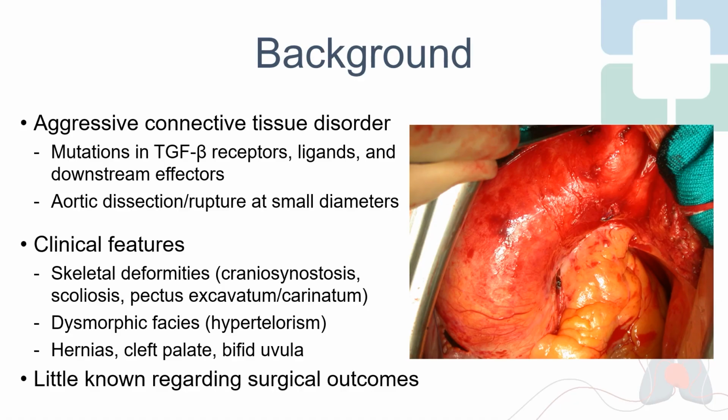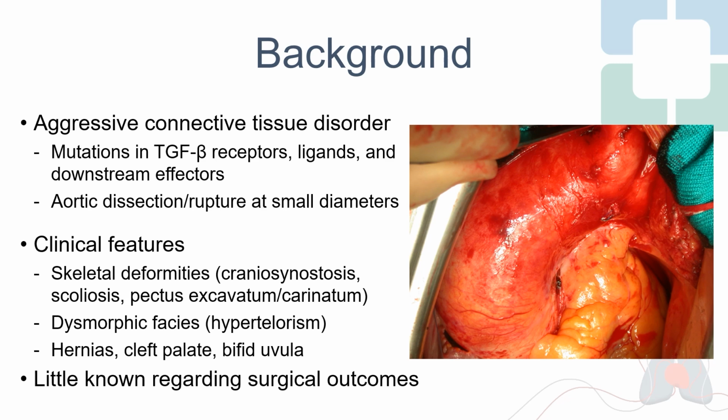Loeys-Dietz is a pretty aggressive connective tissue disorder and results from mutations in the DNA, and they develop aortic dissection or rupture at a smaller diameter than most people. They have some skeletal deformities, sort of a tall head, if you like. It's called craniosynostosis. They can have a crooked spine, scoliosis, and pectus, distorted chest. And then they have, as I mentioned, a tall head and face. And they also get hernias, cleft palate or the bifid uvula.